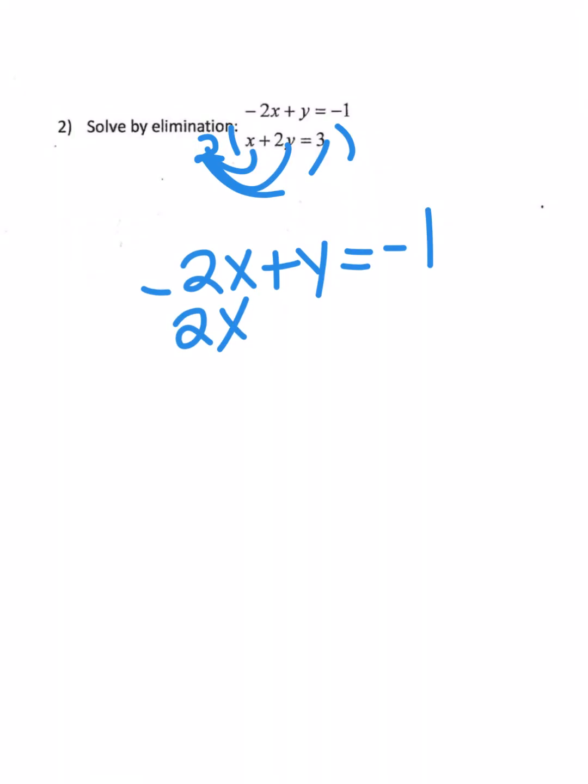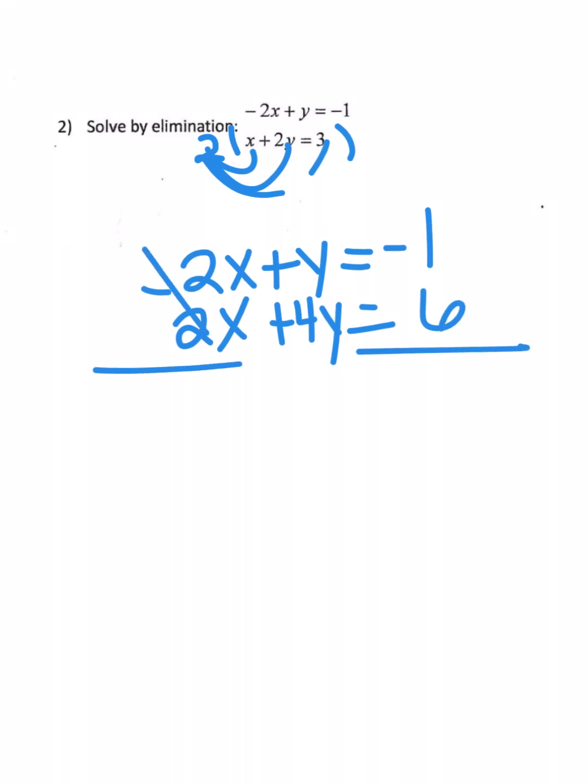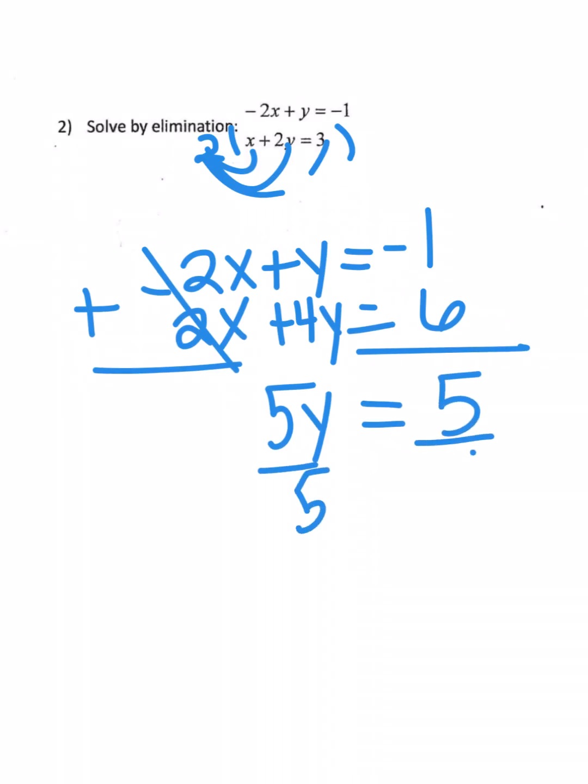So I'm going to rewrite the top equation of 2x plus y is equal to -1. And then now when I distribute that 2, now I have a positive 2x. That's what's going to eliminate. And then I have a positive 4y. And then when I multiply that 2 to the 3, it's going to turn into 6. So now I'm going to eliminate. I'm going to add my columns, which eliminates my x's. Y plus 4y is going to turn into 5y is equal to 6 minus 1 is 5. Divide both sides by 5. I know my y value is going to equal 1.